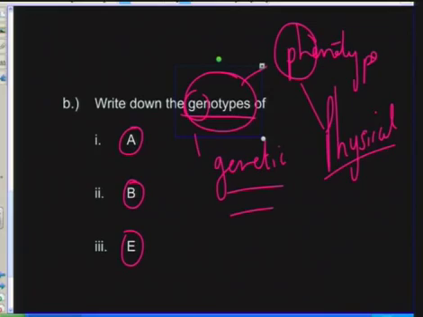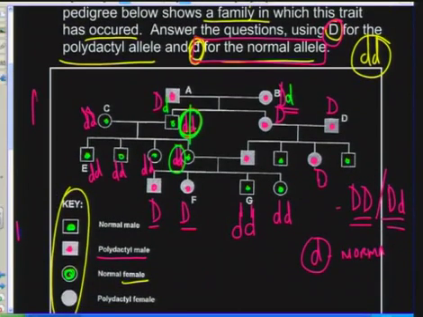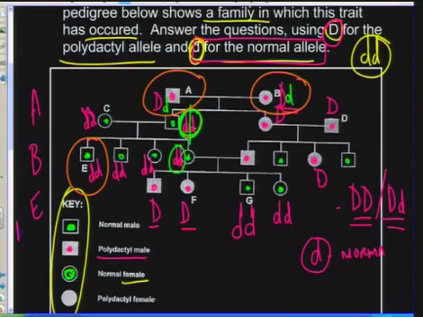I'm going to quickly go up to the pedigree chart so that we can relate to it. So it's A, B, and E. I've just put that down for a quick reference. Right, so let's identify individual A, which is this here, B, and the third individual was individual E, which is here.